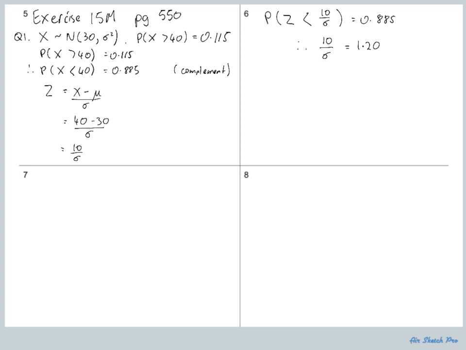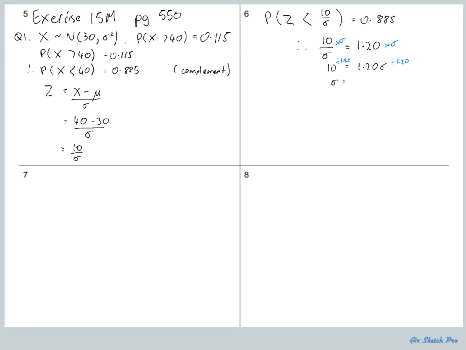I'll do it in 2 steps, though you could do this in 1 step. I'm going to multiply both sides by sigma, and that'll get me 10 is equal to 1.20 sigma. And then I'm going to divide both sides by 1.20, although I'll use the exact value in my calculator. And that'll get me the value of sigma.